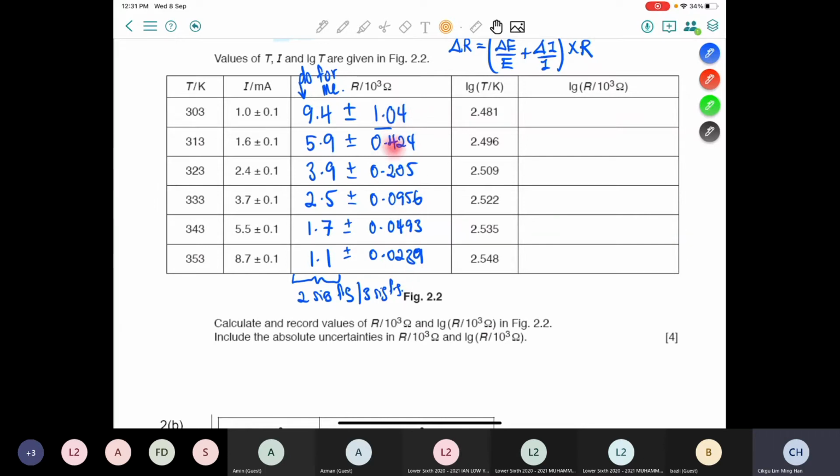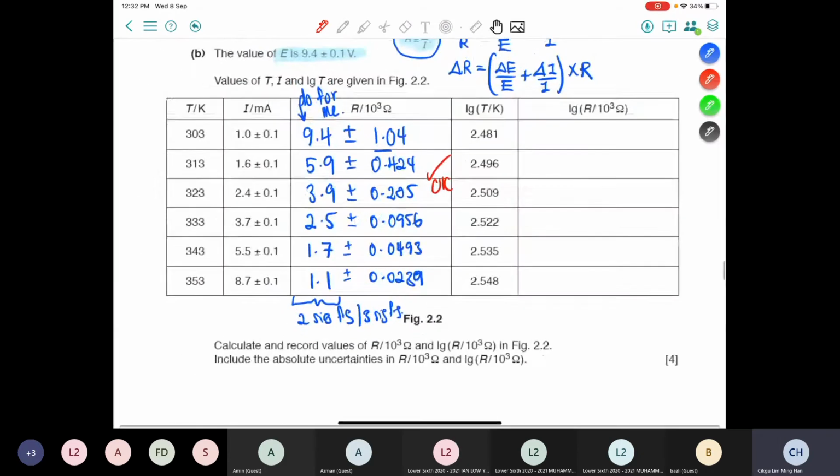So 1, 0.4, 0.2, 0.1, 0. This one is already 0. If you round off to 1 sig fig, this is 0.1. This one is 0 already. You see, 4, you cancel, you got 0. 2, you cancel, you got 0 also. So try not to use that. If you give me more sig fig, it's alright. Don't give less. So for me, this one I still consider okay. The most important thing is the final one.